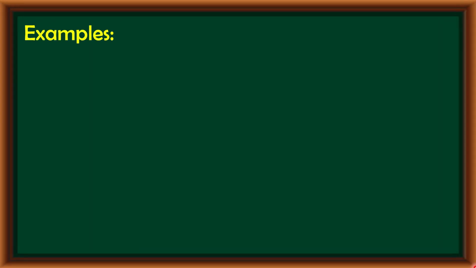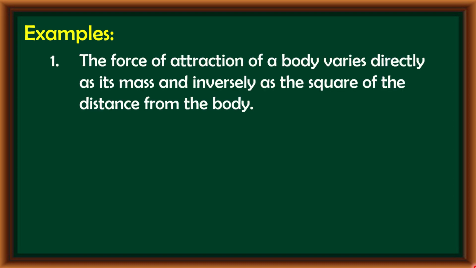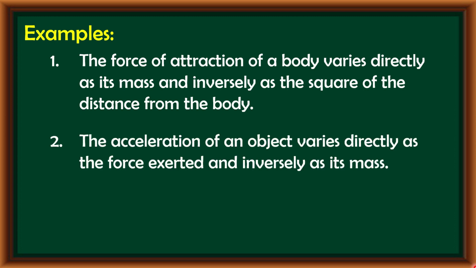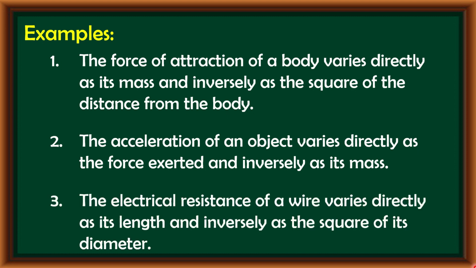I have here some examples in which we can find combined variation. First, the force of attraction of a body varies directly as its mass and inversely as the square of the distance from the body. Second, the acceleration of an object varies directly as the force exerted and inversely as its mass. Third, the electrical resistance of a wire varies directly as its length and inversely as the square of its diameter. So here are some examples in which we can find combined variation.